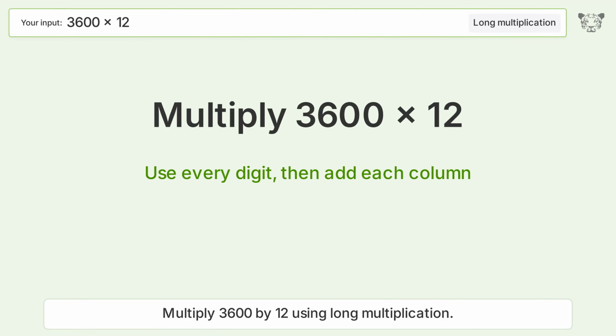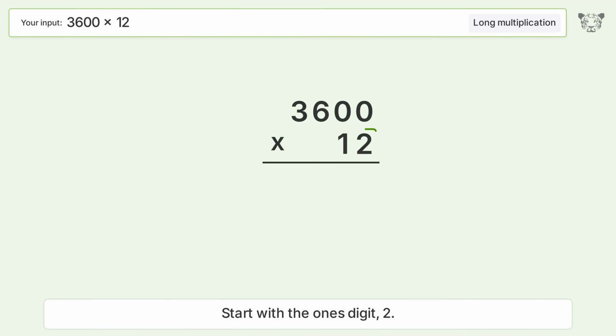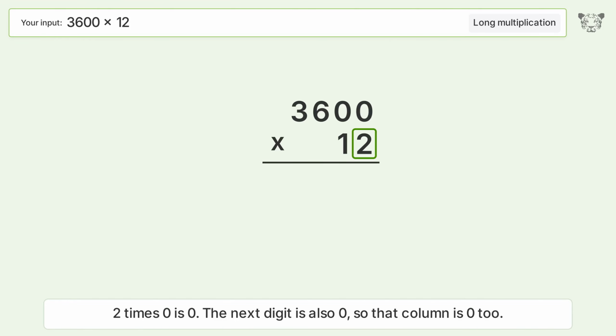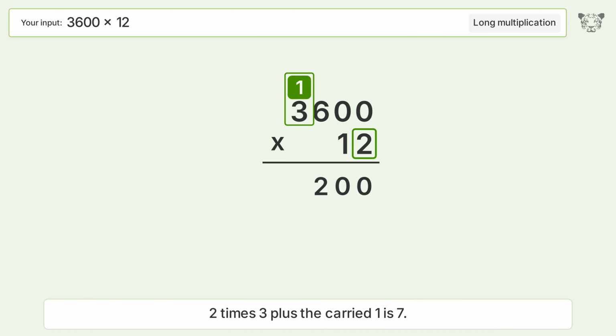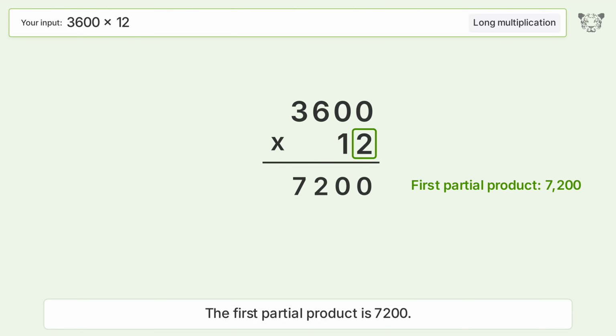Multiply 3600 by 12 using long multiplication. Start with the ones digit, 2. 2 times 0 is 0. The next digit is also 0, so that column is 0 too. 2 times 6 is 12. Put 2 in this column and carry 1. 2 times 3 plus the carried 1 is 7. The first partial product is 7,200.